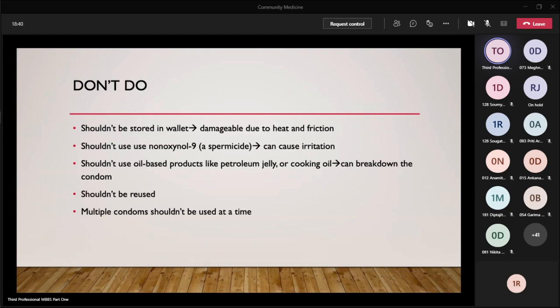It should not be stored in a wallet because the wear and tear, heat and friction can damage it. It should not be used with a spermicide, which can cause irritation. It shouldn't be used with oil-based products like petroleum jelly or cooking oil. This can break down the condom, and reuse should be avoided. And also multiple condoms shouldn't be used at a time.